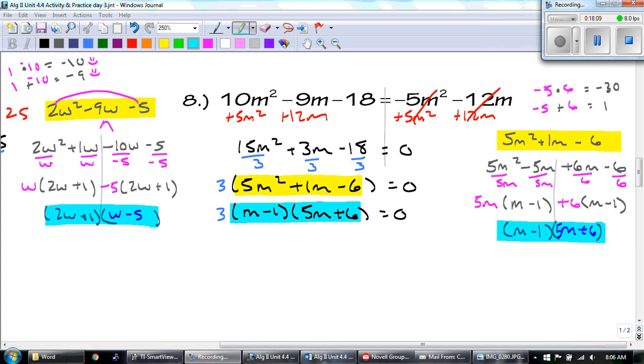Okay, so the numbers that multiply to get to negative 30 and add to 1 are negative 5 and 6. And you can see all my factoring on the right side, and I got m minus 1 and 5m plus 6. And the final step is to set everything with the variable equal to 0. Okay, so go ahead and do that. Pause the video, and good luck.